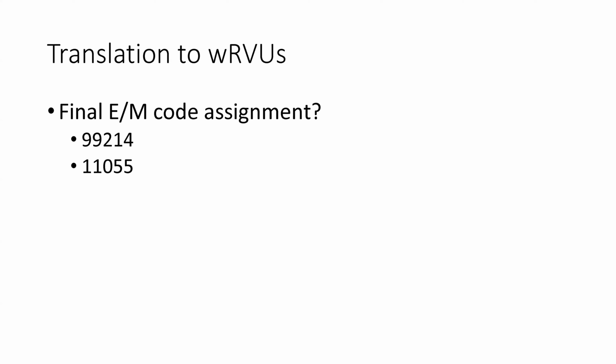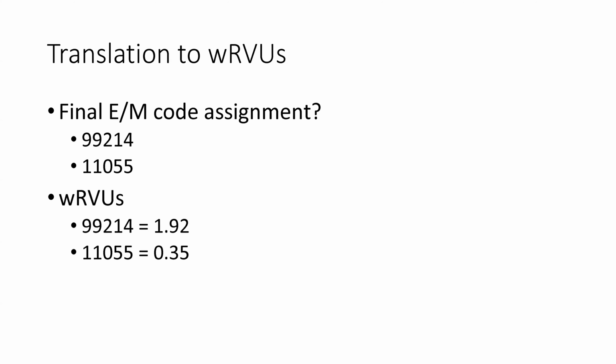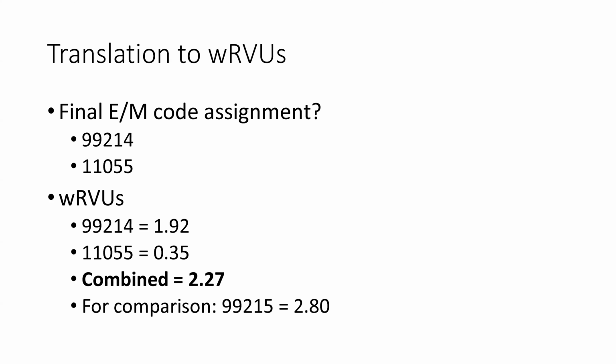It's 99214 and the 11055. 99214 is 1.92. 11055 is 0.35. So, I mean, a pared-down callus shave. It's not an impressive amount, but really, you're getting paid to take those risks. So now you've at least turned forward with that little procedure.